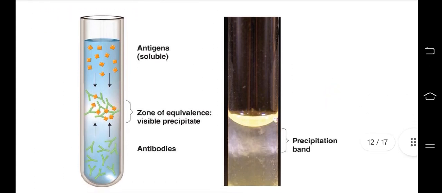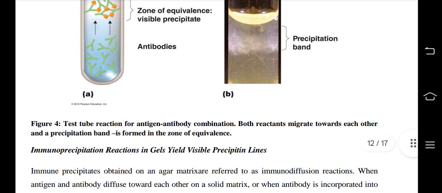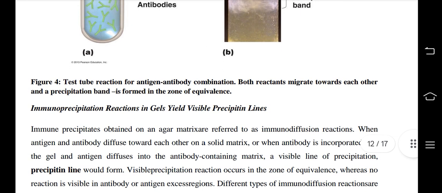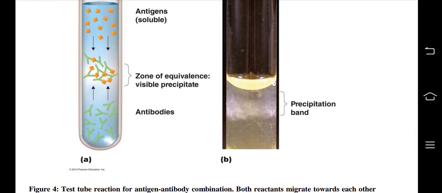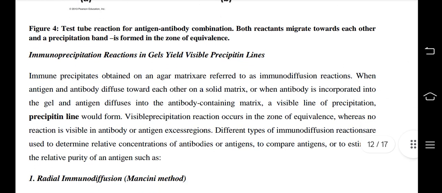Antigens soluble, zone of equivalence, visible precipitate, antibodies, precipitation band. In a test tube reaction for antigen-antibody combination, both reactants migrate towards each other and a precipitation band is formed in the zone of equivalence. Immunoprecipitation reactions in gels yield visible precipitin lines. Immune precipitates obtained on an agar matrix are referred to as immunodiffusion reactions.